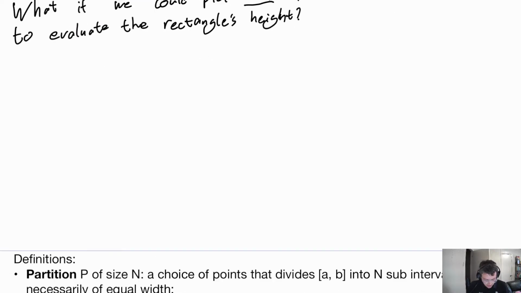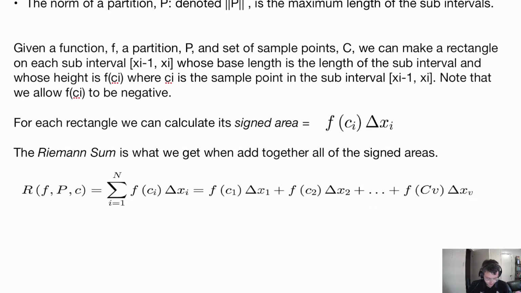Okay, once we have our sample points and our partition points, we're going to construct a rectangle whose height is f of ci. So what happens when we plug our sample point into the function? And the base length is going to be the length of the interval that we're concerned about. We're going to get these multiple rectangles. Okay, so what does that look like here?